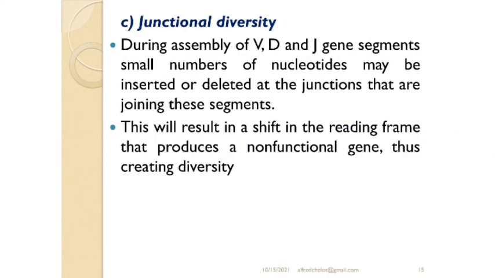Now, the next thing that we are supposed to discuss is junctional diversity. During assembly of V, D, and J gene segments, a small number of nucleotides may be inserted or deleted at the junctions that are joining these segments, and this will result in a shift in the reading frame that produces a non-functional gene, thus creating diversity.